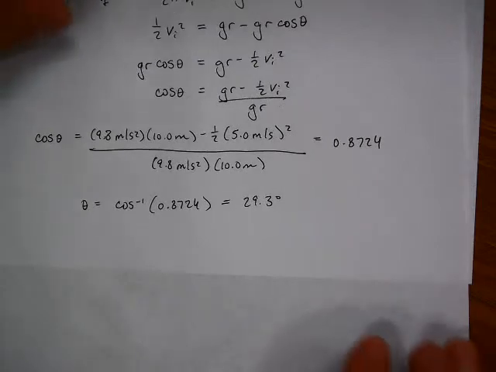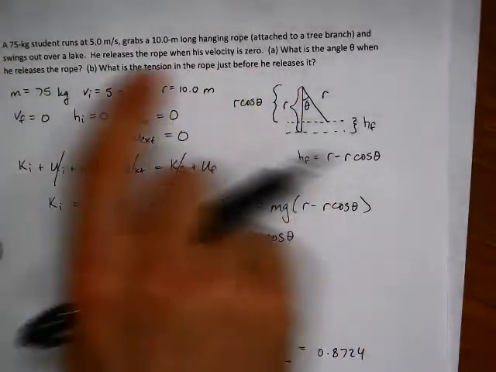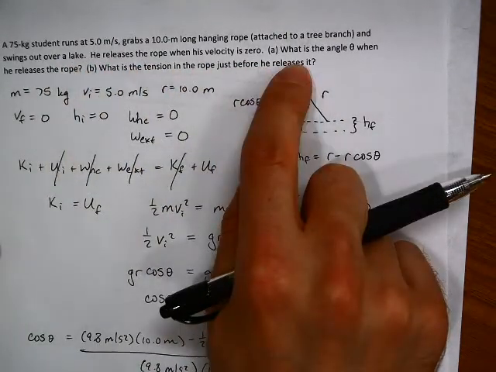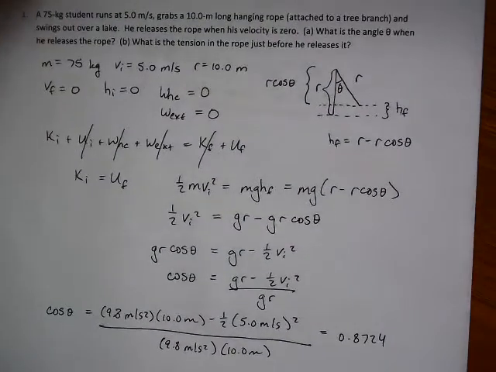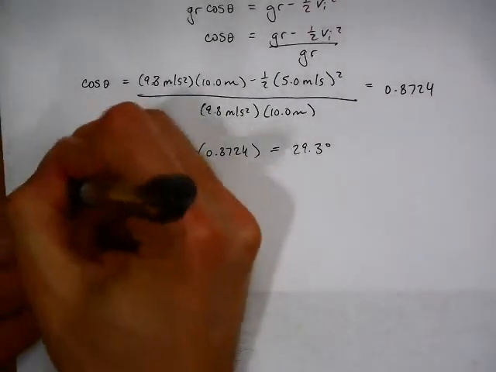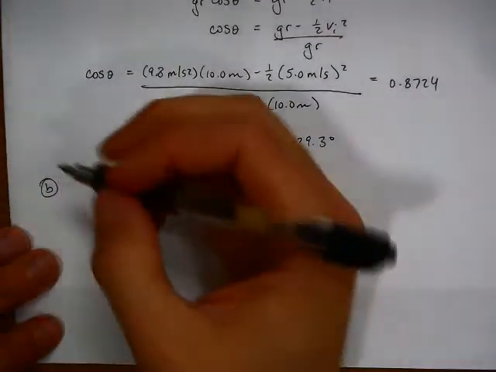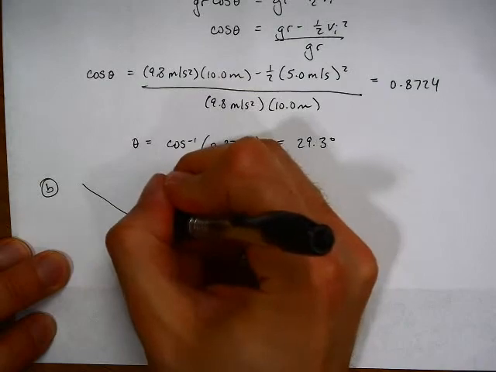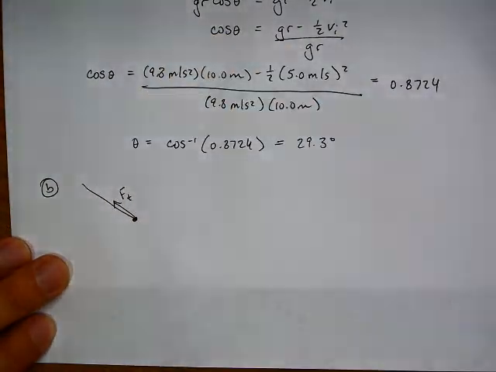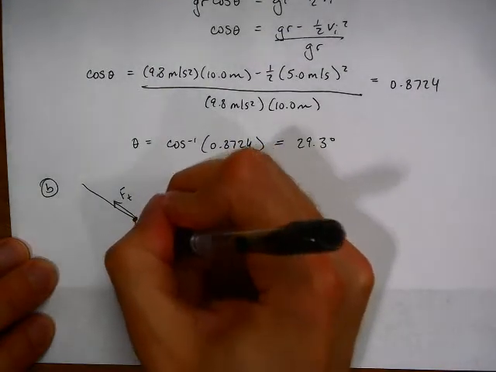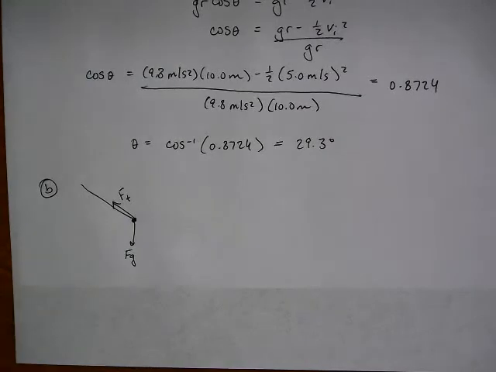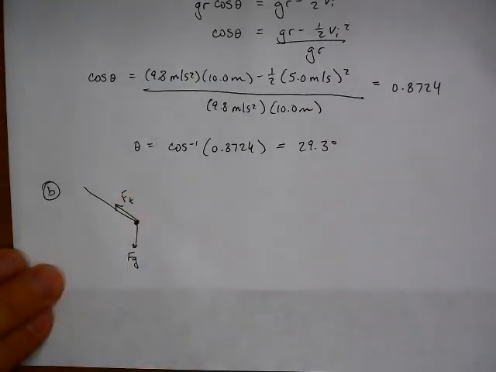To find the tension in the rope just before he releases the rope, okay, we can set up a free body diagram. This is part B. So we have the rope. Here's the end of the rope. There's some tension in the rope. There's the force of tension. Okay. There's gravity. And we're trying to find that tension.